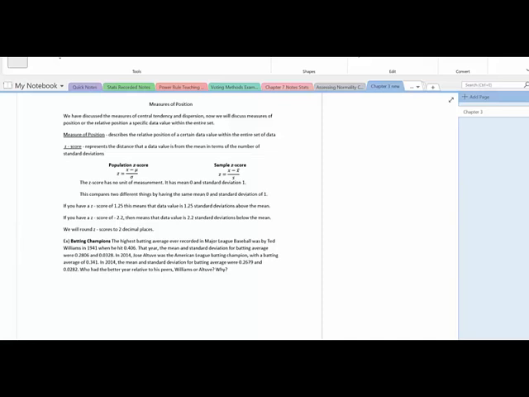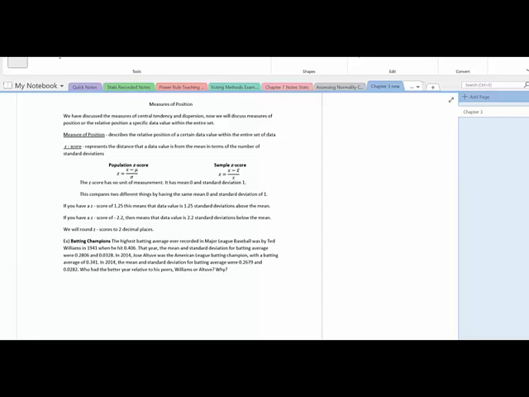In this video, we're going to talk about z-scores. But before we talk about z-scores, let's talk about measures of position. So measure of position describes the relative position of a certain data value within the entire data set. So now let's talk about z-score. This represents the distance that a data value is from the mean in terms of the number of standard deviations.